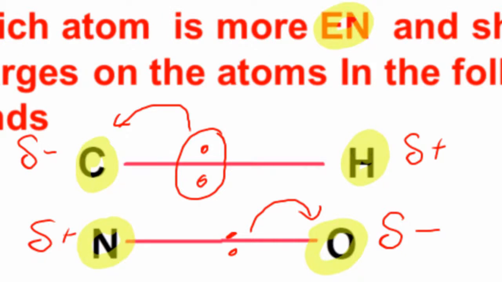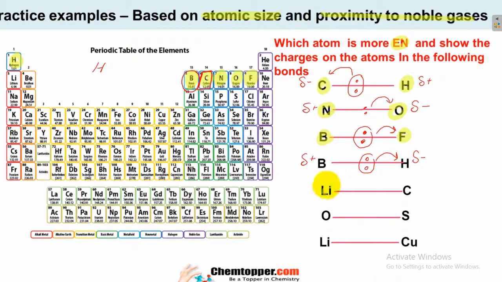Now lithium and carbon chemical bond. Lithium is a metal and carbon is a non-metal. So it means carbon is more electronegative than lithium. So the electron density will be more in the direction of carbon. So carbon will acquire a partial negative and lithium will acquire a partial positive. Similarly, oxygen and sulfur. Sulfur is bigger in size than oxygen. So oxygen is more electronegative than sulfur. Oxygen acquires a partial negative and sulfur acquires a partial positive.